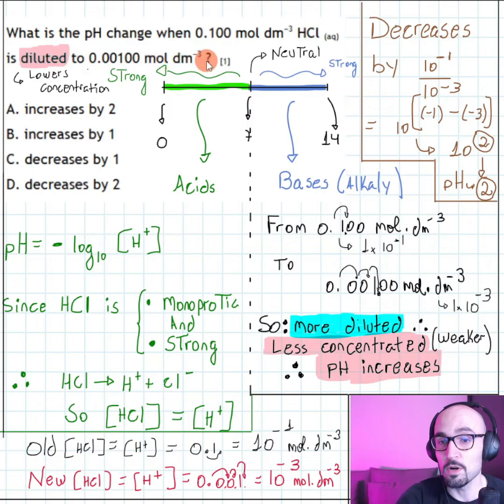Let's go. What is the pH change when 0.100 moles per liter of HCl aqueous is diluted to 0.00100 moles per liter? Key word here, diluted. Diluted means to lower the concentration. So we need to know a few things to answer this question.